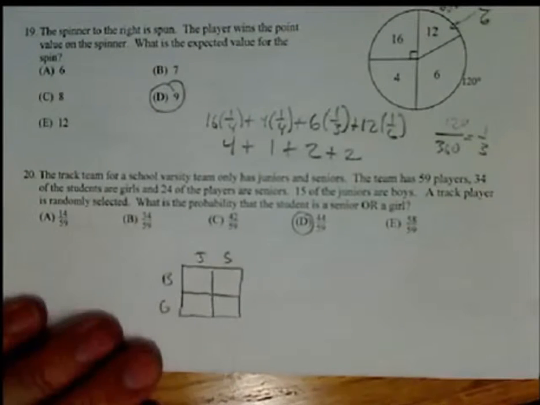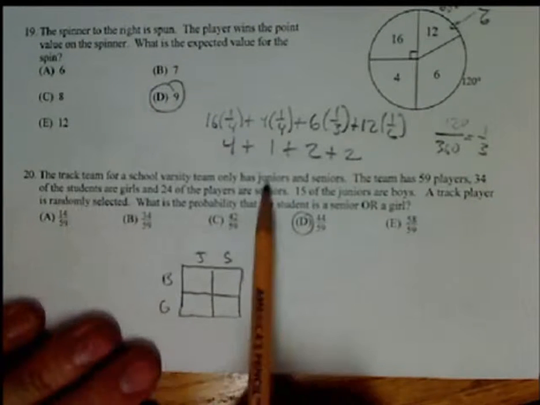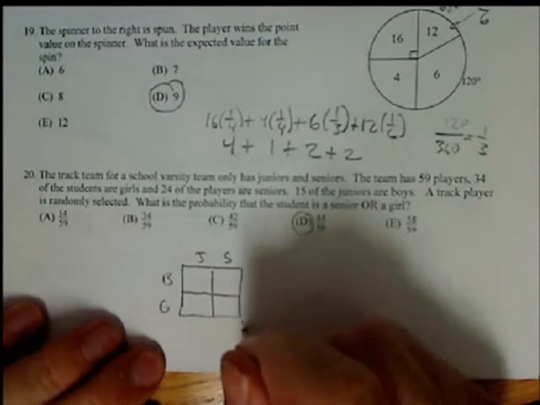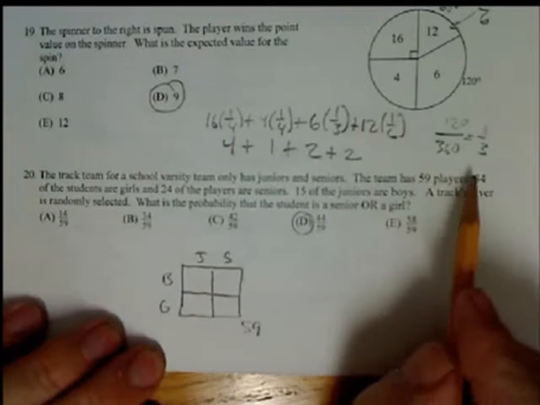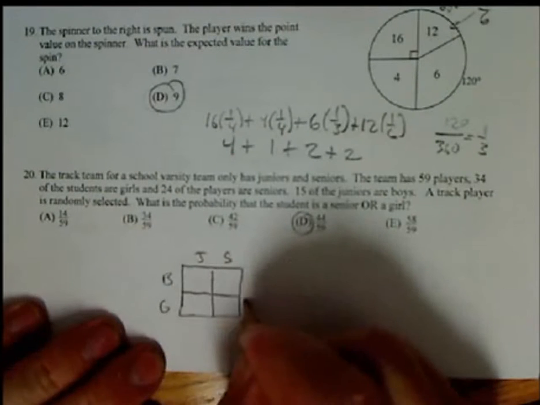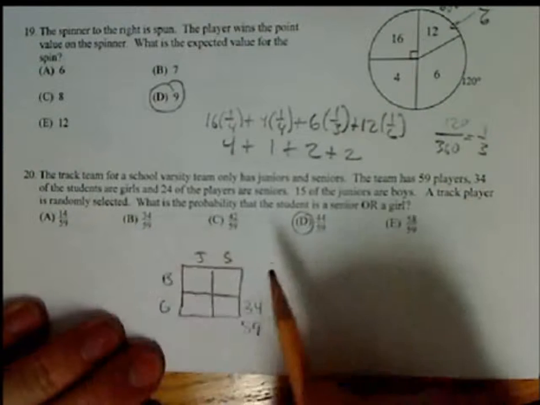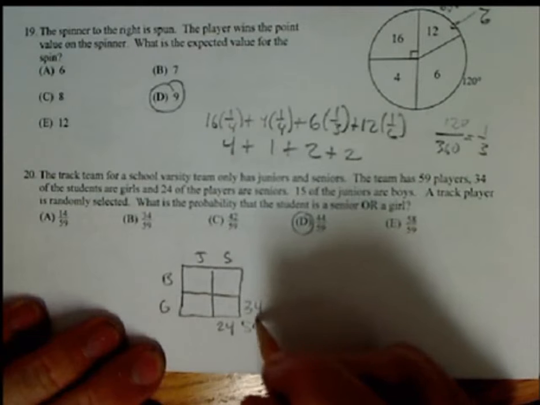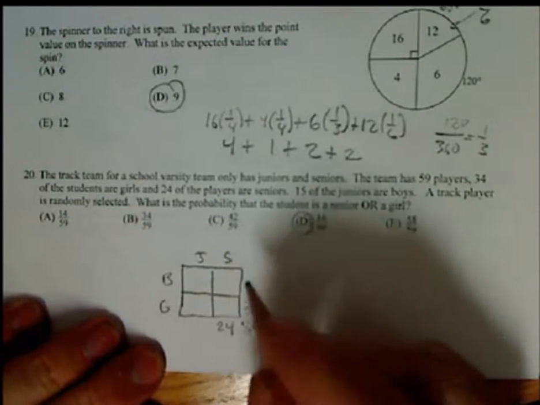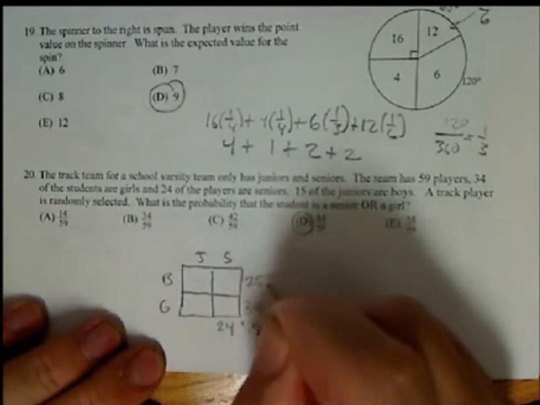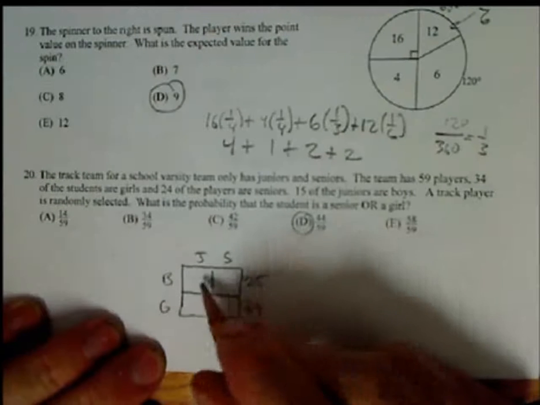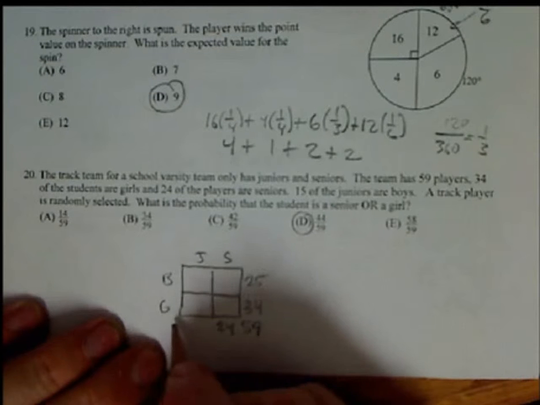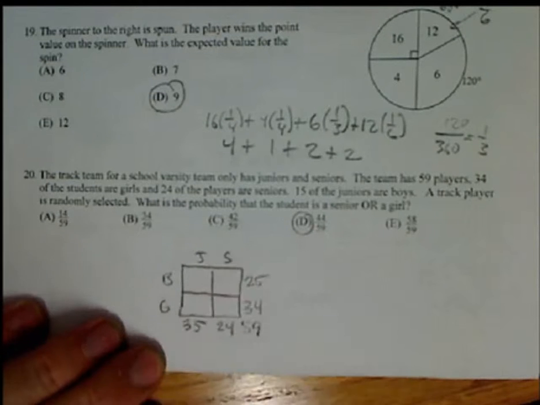Track team. We have juniors and seniors, and we have boys and girls. There's 59 total, so I know this is going to be my total. We have 34 of the students are girls, so girls, that's going to be 34. 24 of the players are seniors. This is 24. So I know these guys have got to add up to 59. So that means we have 25 boys, because there's 59, and then 59 minus 24 right here would give me 35 juniors.